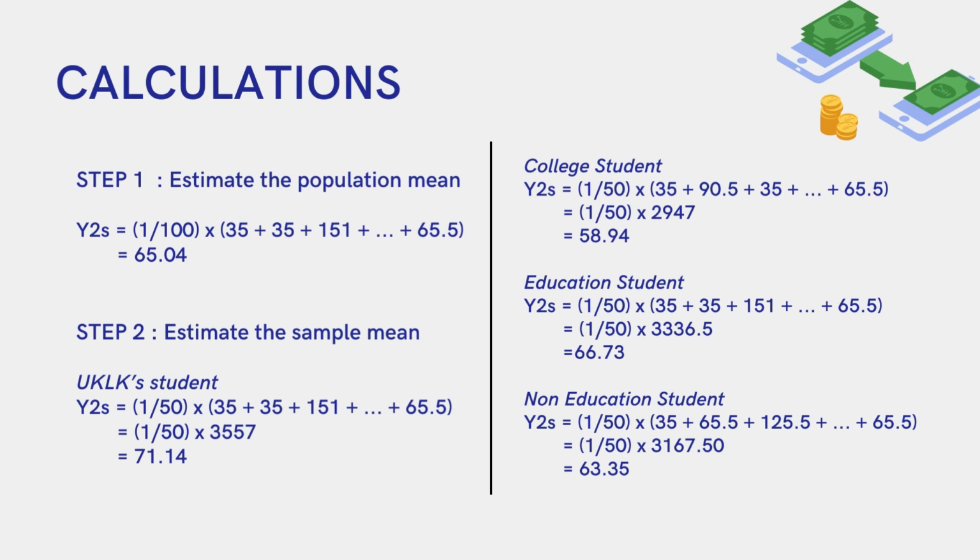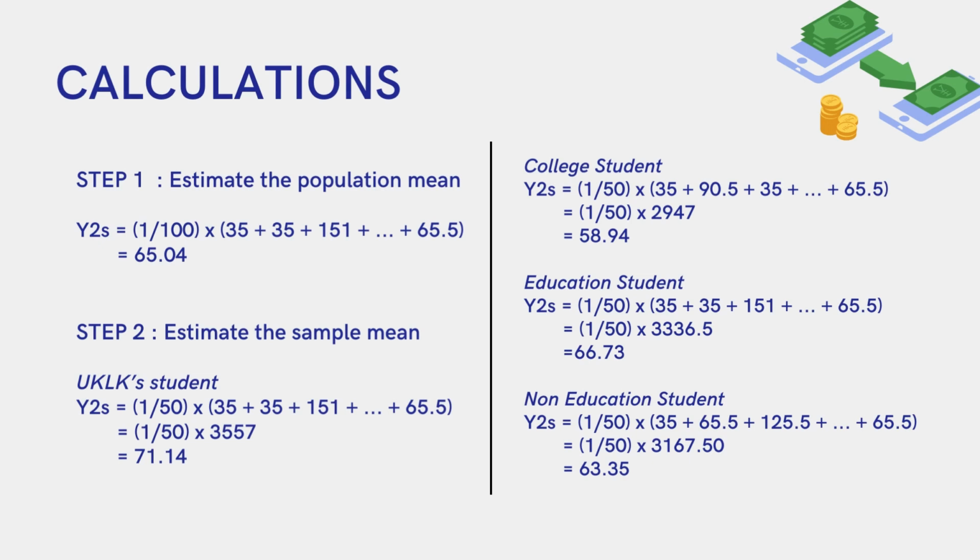For the first step in the calculation, we have to estimate the population mean. The population mean is equal to 1 over the number of clusters in the population times the summation of the mean of the sample. The answer we get is 65.04. And then for the next step, we have to estimate the sample mean.